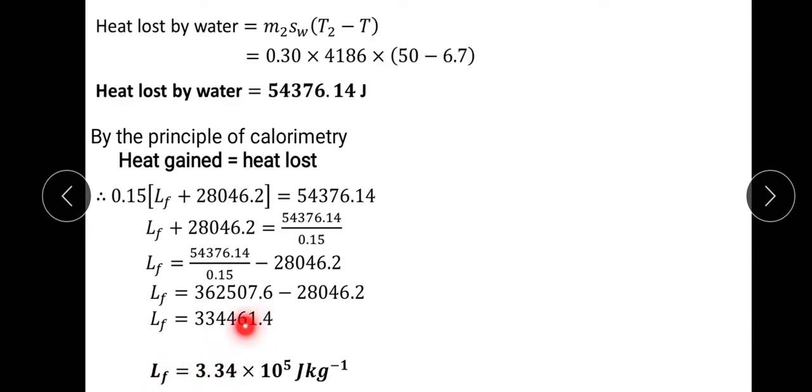Now if you write this with an exponential, so LF can be written as 3.34. So take this decimal point towards the left side by 5 digits. So 3.34 into 10 power 5 joule per kg. So this is the latent heat of fusion of ice. Now we'll move on to the next problem.